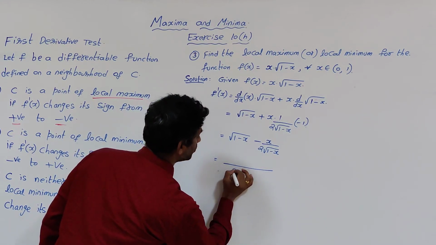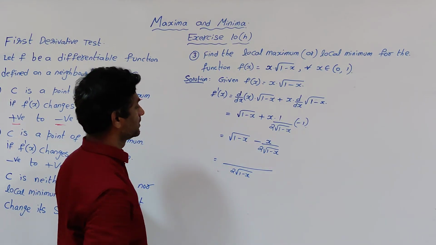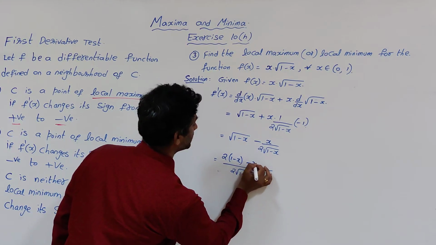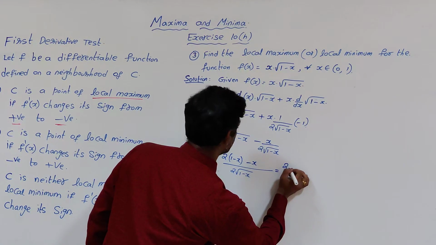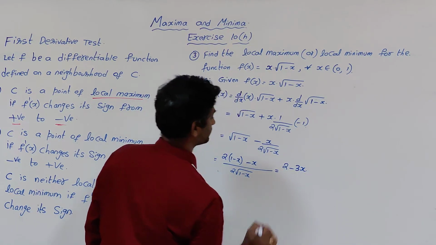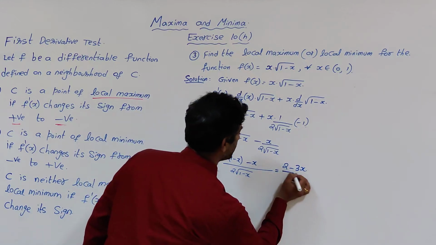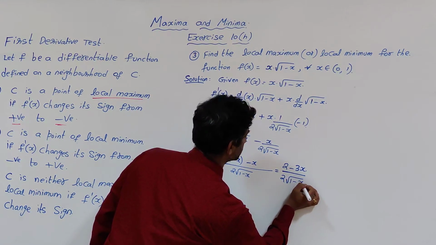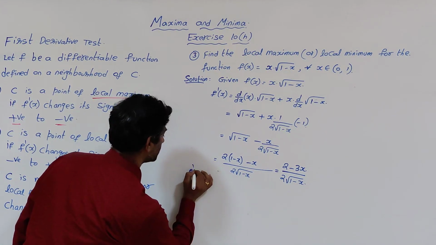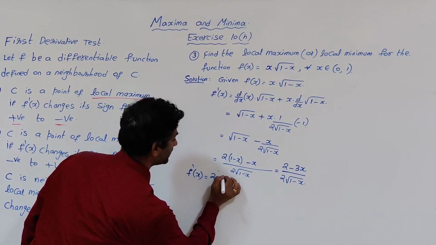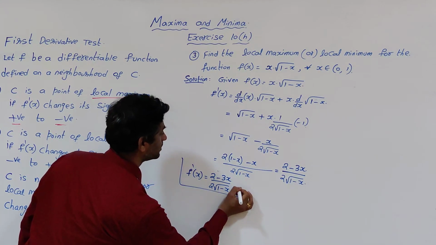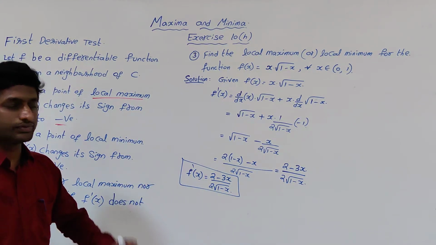So if 2 root of 1 minus x is the LCM, then it will be 2 times 1 minus x minus x, which is 2 minus 3x, by 2 under root of 1 minus x. Now we will try to find the stationary points. So f dash of x will be 2 minus 3x by 2 root of 1 minus x. So that is the derivative.